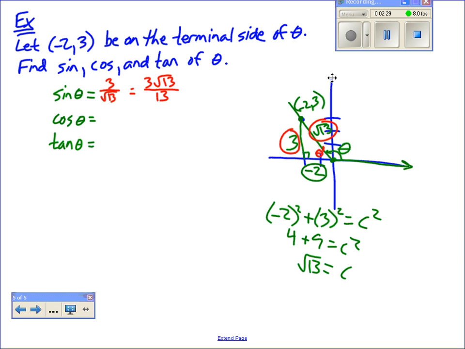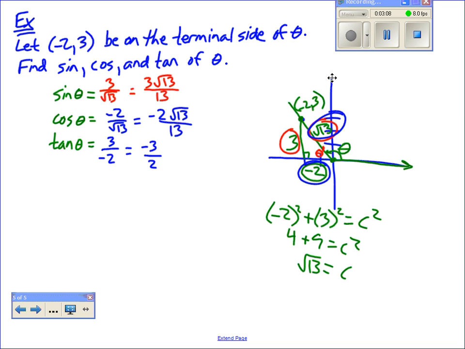Cosine would be adjacent to that reference angle theta prime over hypotenuse. So negative 2 over root 13, rationalize that. And finally, tangent is opposite over adjacent, 3 over negative 2. Take that negative up top, so negative 3 halves. So the sine of that angle theta is 3 root 13 over 13, and the cosine and the tangent follow.